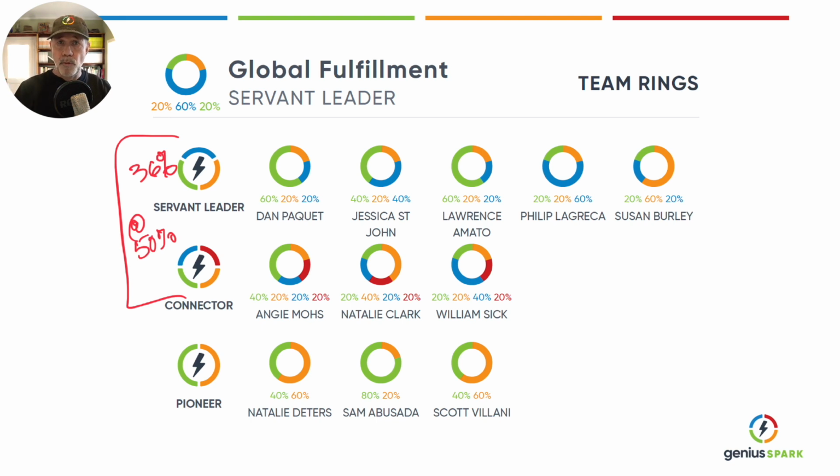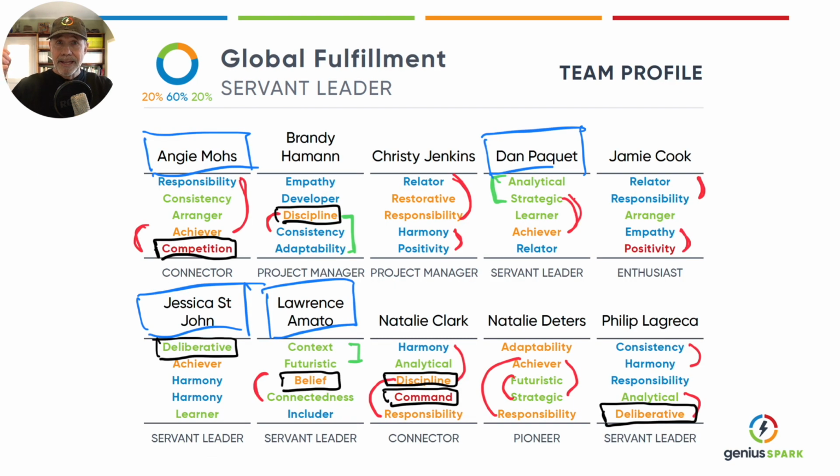My favorite report is the team profile. This is where I get to break down the individuals and the combinations of their strengths, very similar to what you saw in the team summary, but this is on an individual basis. And this is my code language. I'll give you a little bit of overview on what the symbols mean.